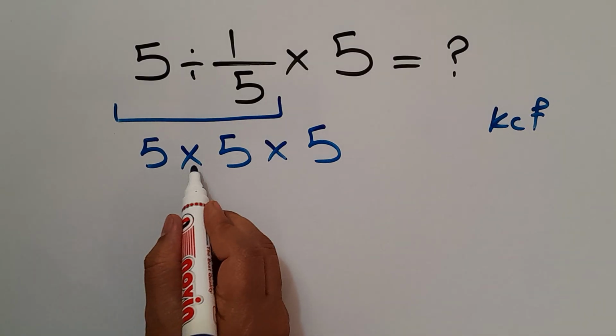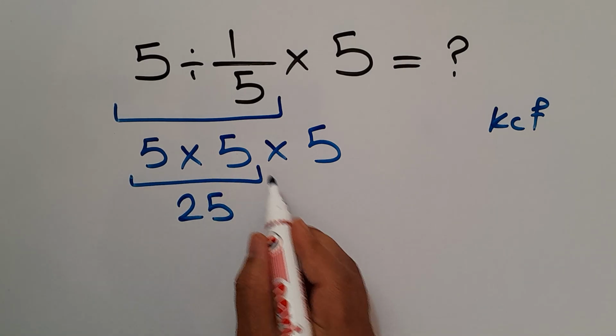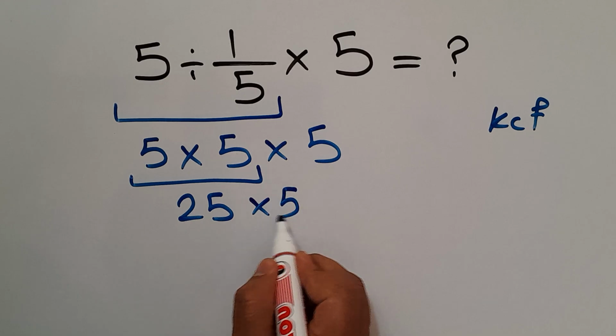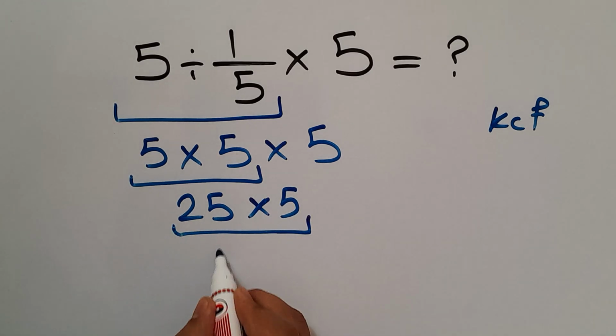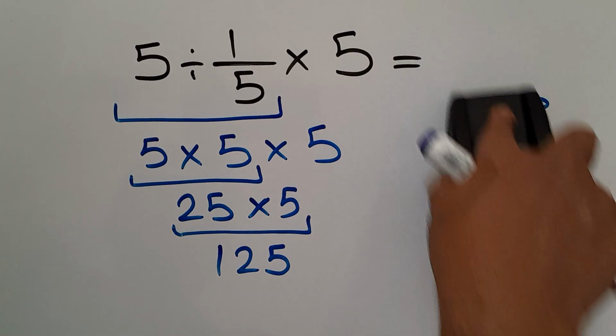Okay, 5 times 5 equals 25. So 25 times 5 equals 125. So our final answer to this problem is just 125.